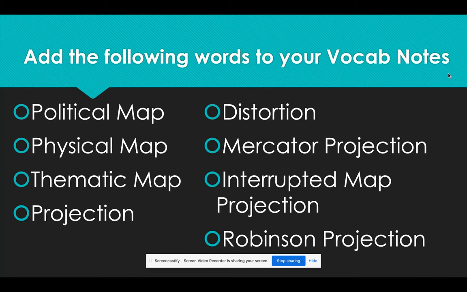Okay, we're going to pause your screen here and go back into your vocab notes and add these 8 words. We're going to add our 3 types of maps: projection, distortion, and then the 3 different formats that maps are created in. So you can hit pause, add those, and then hit play when you're ready.